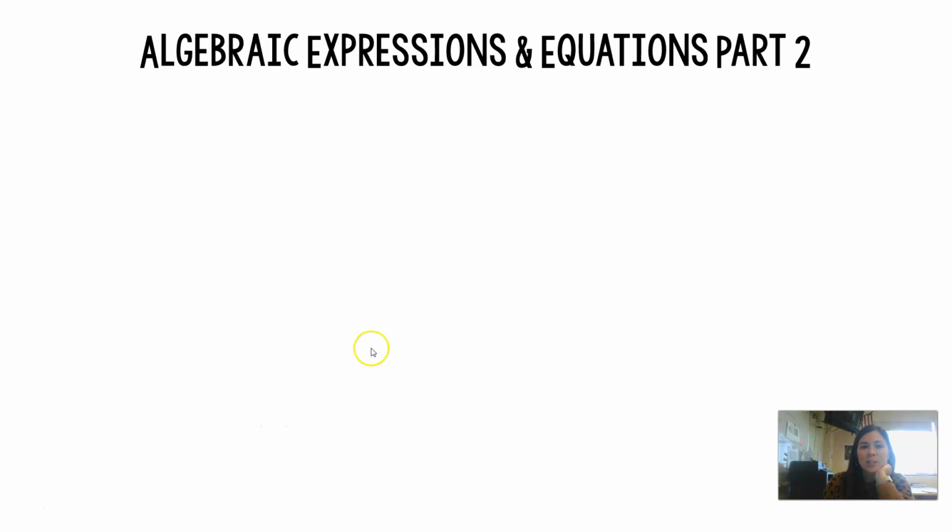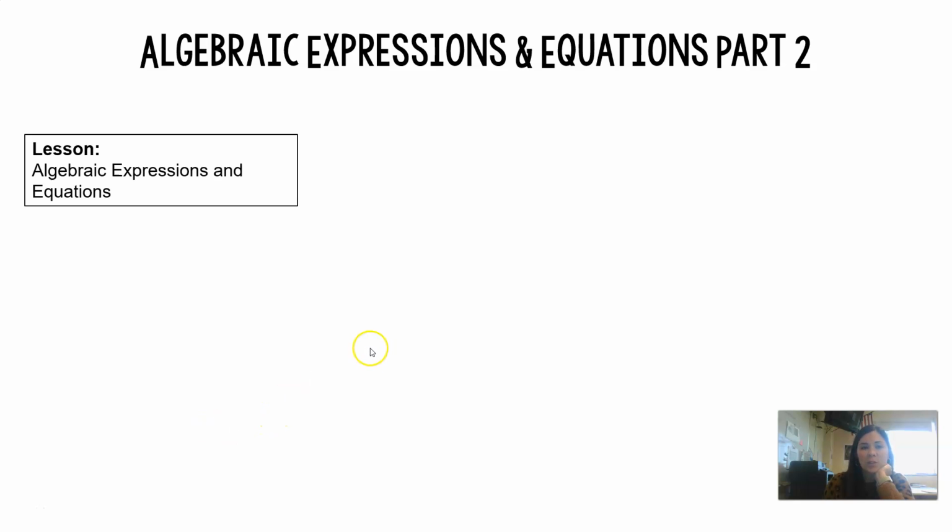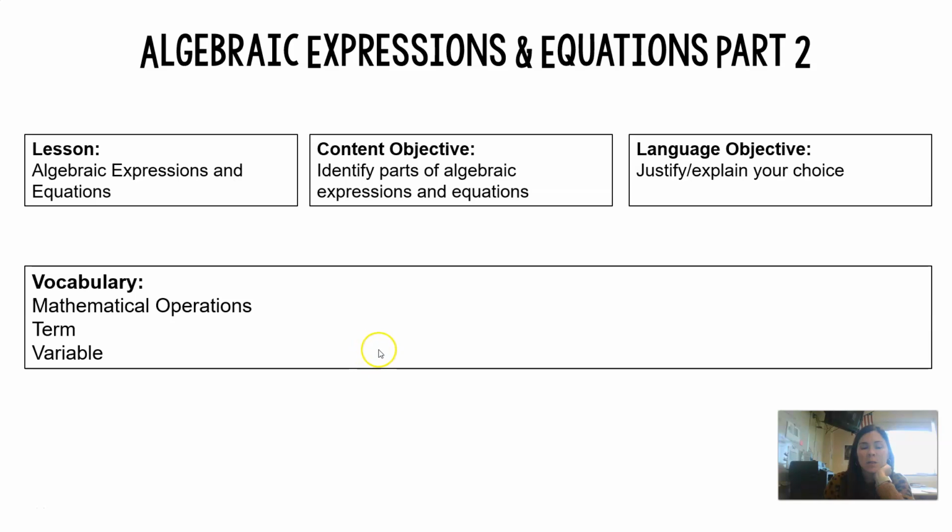Hello, today we will continue with Algebraic Expressions and Equations Part 2. The lesson is titled Algebraic Expressions and Equations. Our content objective is to identify parts of algebraic expressions and equations, and the language objective is to justify and/or explain your choice. Important key vocabulary for today is mathematical operations, term, and variable.